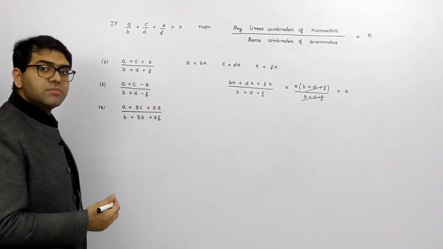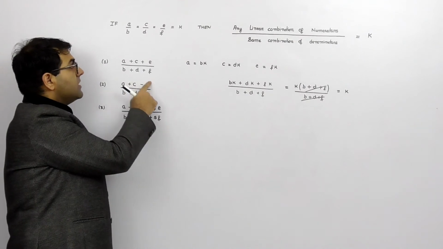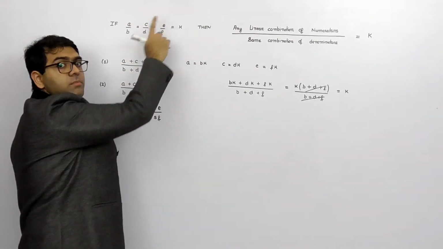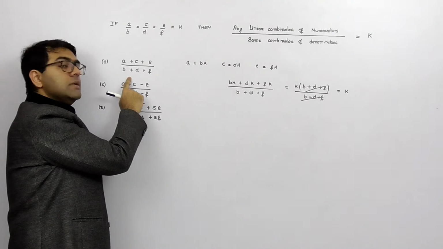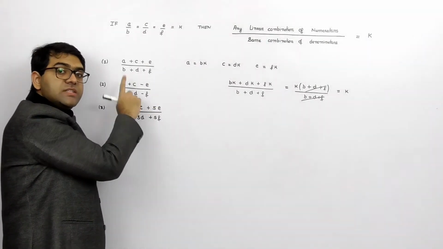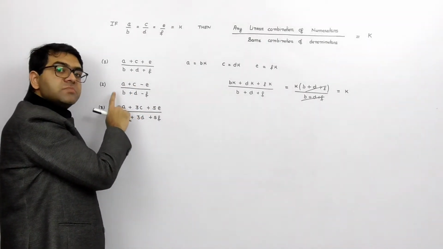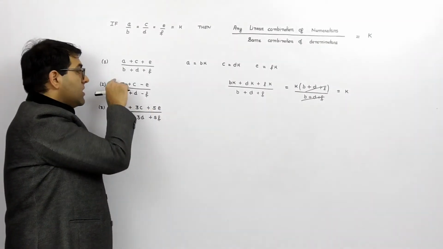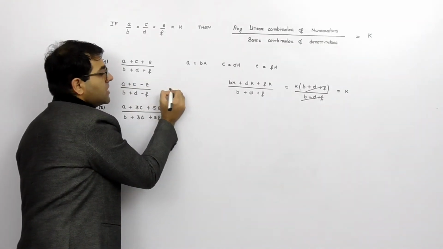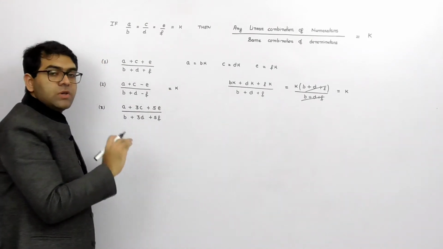Take it for your second example as well. A, C and E were the terms of numerator. मैंने इनमें relation क्या बनाया? A plus C minus E का relation बनाया. Same relation मैंने denominator में बना दिया, is B plus D minus F. अब ये दोनों को compare करने पे हमेशा K ही आएगा. This is my law of equal ratios.